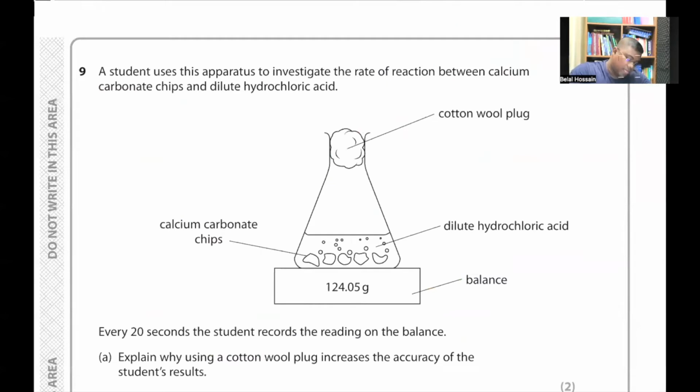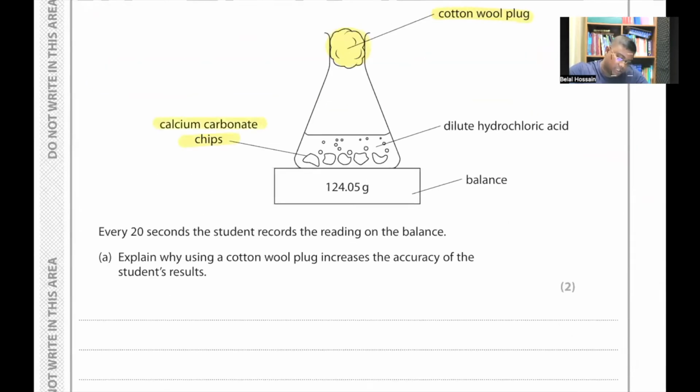Question number 9. A student uses this apparatus to investigate the rate of reaction between calcium carbonate chips and dilute hydrochloric acid. We can see that there is a plug. The plug is always present because we want to prevent spitting of the chemical. We have calcium carbonate chips, dilute hydrochloric acid, and the balance. As the carbon dioxide is produced, it will escape the system, and the mass of this entire apparatus is going to decrease.